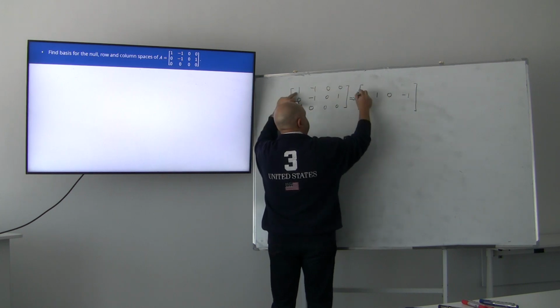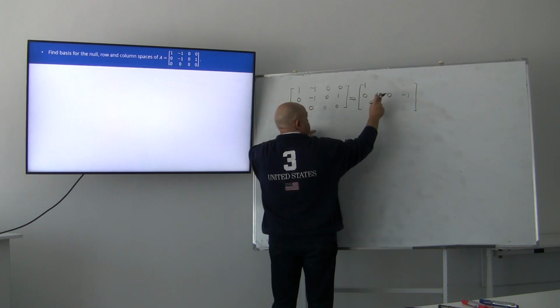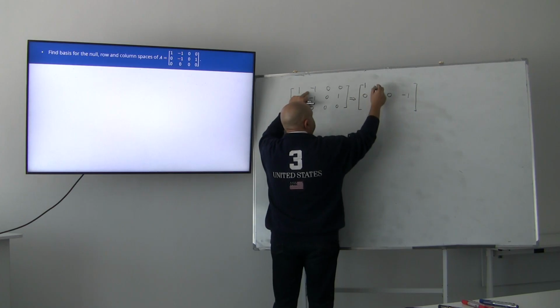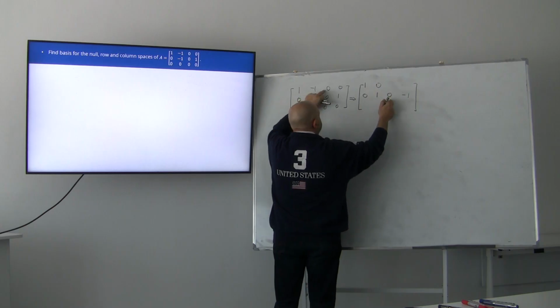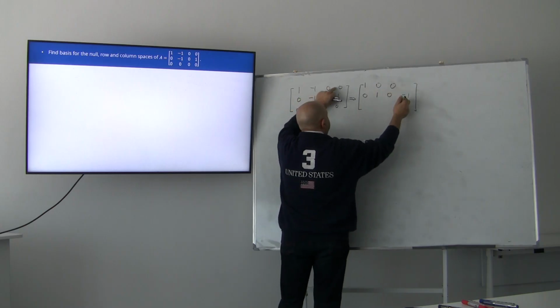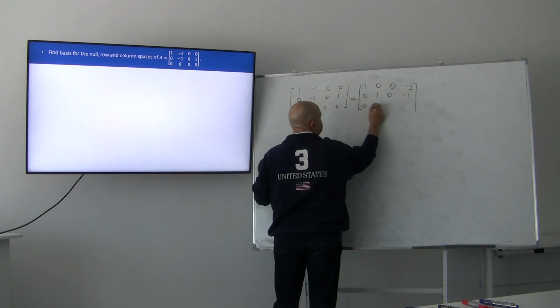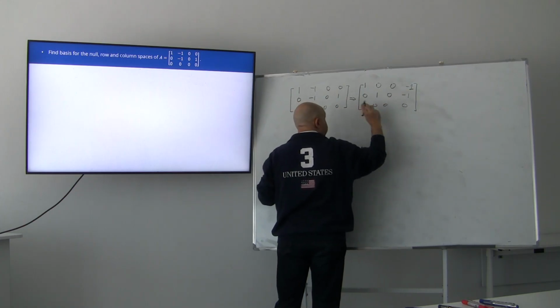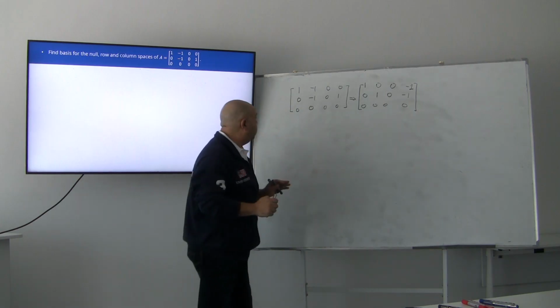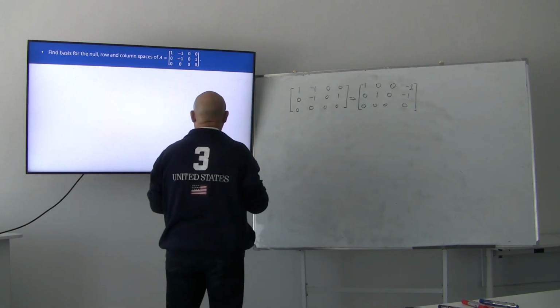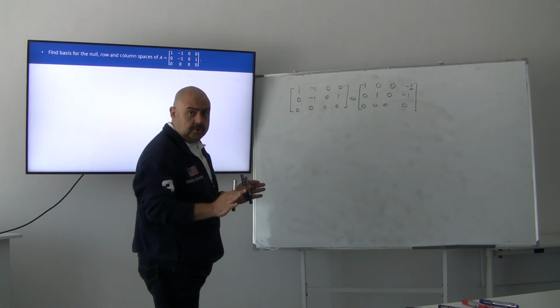Negative 1 times 0 plus 1 is going to be 1. Negative 1, okay, getting the sum of them, 1 plus negative 1 is going to equal 0. 0 plus 0, so it's going to equal 0. Negative 1 plus 0, so it's going to be negative 1. The last row is exactly the same. Now we succeeded in putting this matrix in the reduced echelon form.